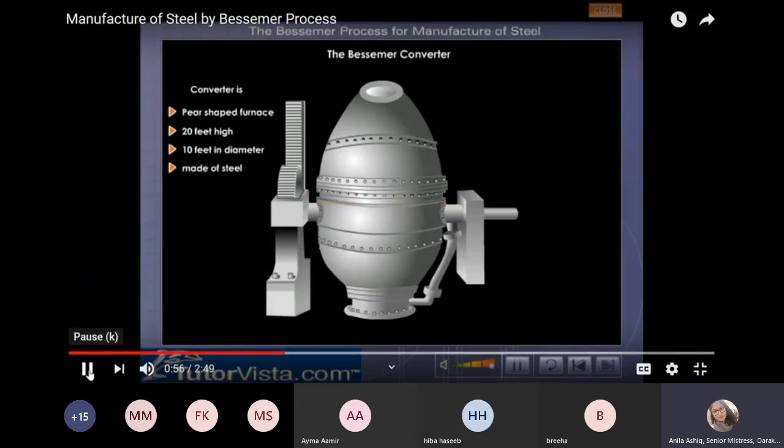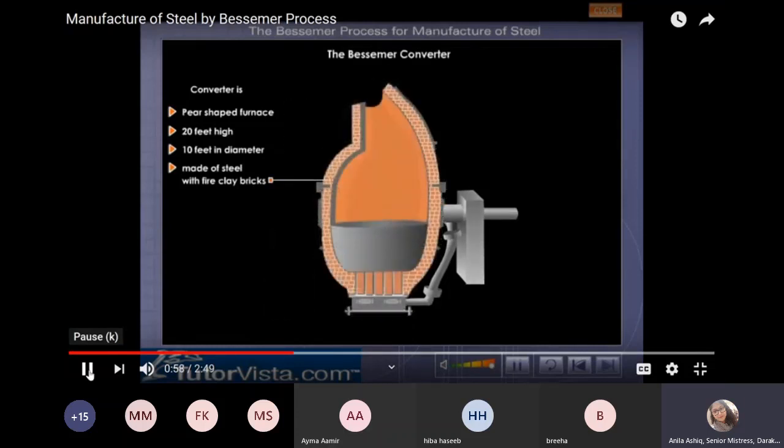Great. It is made of steel with fire clay bricks to resist heat. Observe the air holes called tuyeres at the base. This allows entry of air into the furnace. The converter can be rotated horizontally on its axis to enable entry of molten pig iron. I hope it's easy to understand.